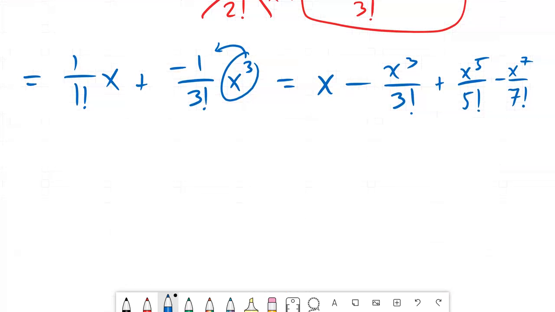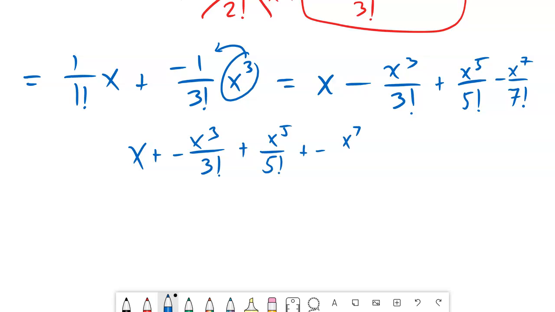If we were to continue this on and on forever, we get the Maclaurin series for sine of x. So what is that? x minus x cubed divided by 3 factorial, plus x to the 5th divided by 5 factorial, minus x to the 7th divided by 7 factorial. So what would happen if we were to continue this forever? Or in other words, what is its nth term?